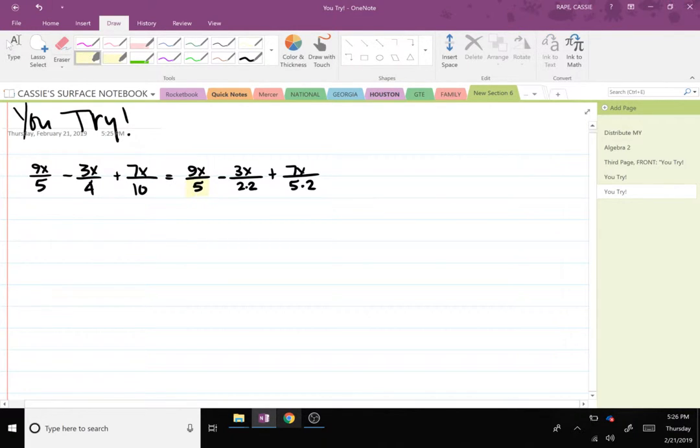This first expression and the last expression don't have 5s. The one in the middle does have 5s. Sorry, the one in the middle does not. So I've got to multiply by 5 over 5 in the middle. Now it has a 5.